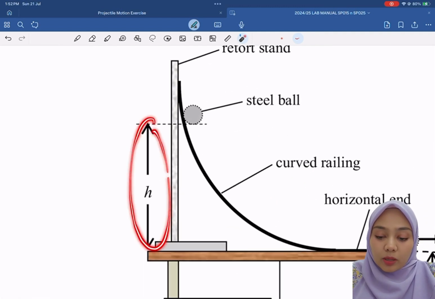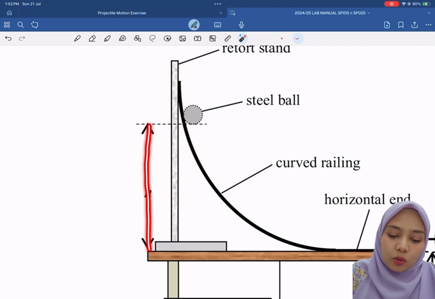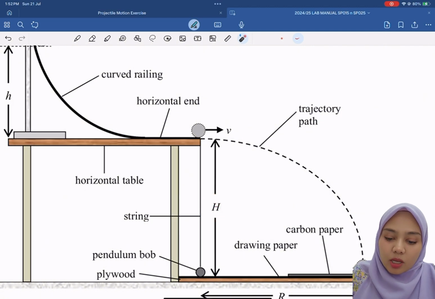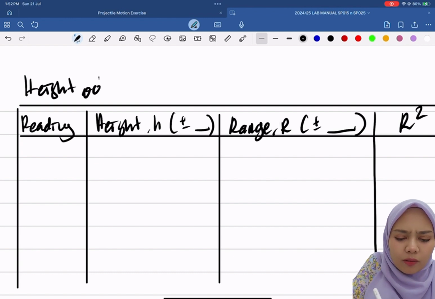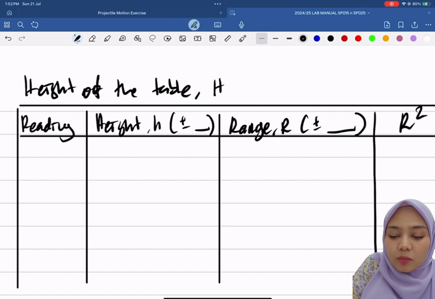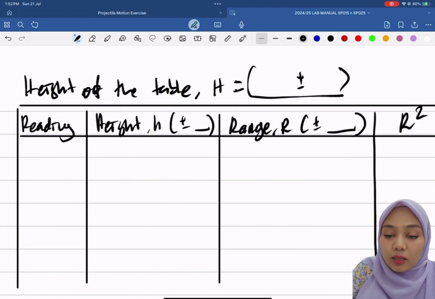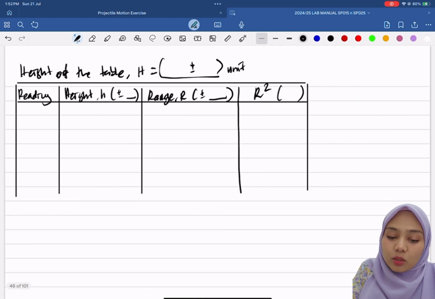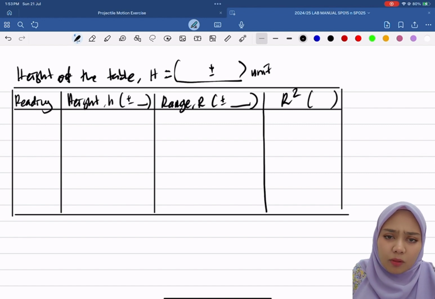The small h is the height from the steel ball to the curve railing. So this is your h from the surface of the table to the bottom of the steel ball. This is a small h. This is different from the big H, capital H. Your capital H is the height of the table, which is the same throughout the experiment. So we put the height of the table, H besar, and you measure whatever value that is. Don't forget the plus minus, because you get this reading from your measuring instrument, and don't forget the unit. Because it's only one reading, we put it at the top of the table instead of in the table for the repeated readings.